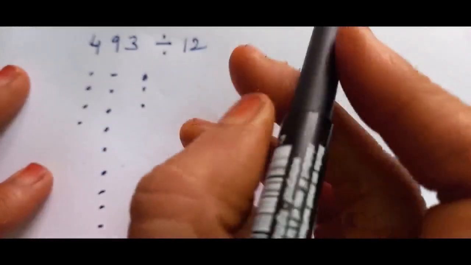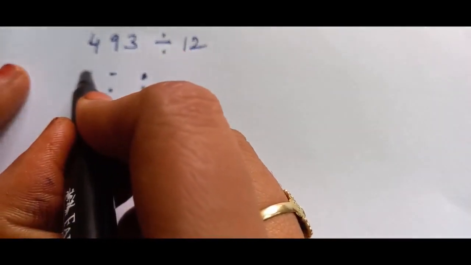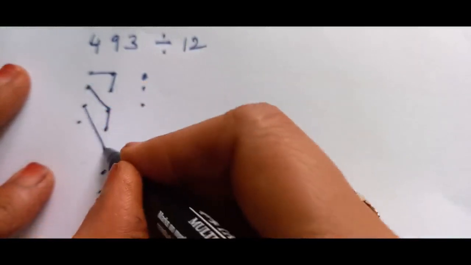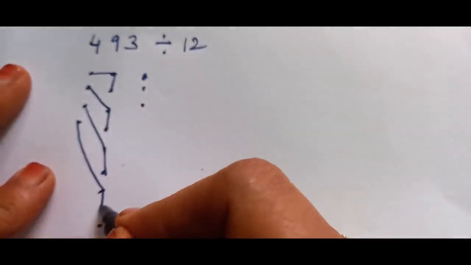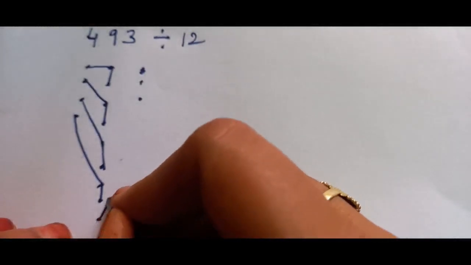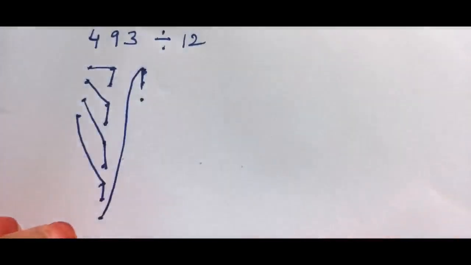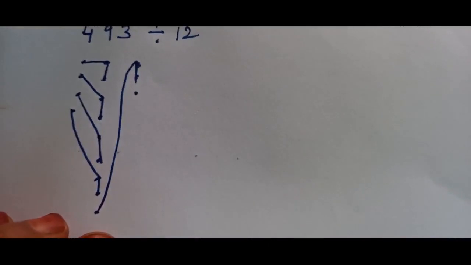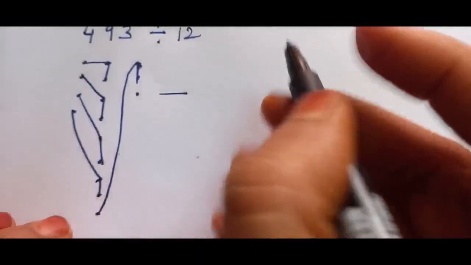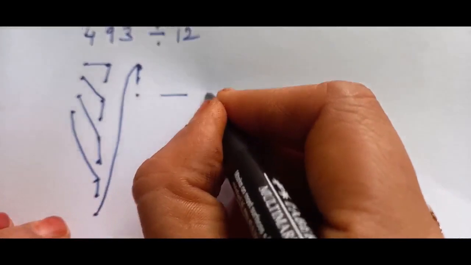Divisor is 12. So in the first column, we need to take 1 dot, and in the second column, we need to take 2 dots. Join like this. 1, 2. Here also 1, 2. Next 1, 2. Next 1, 2. So first column completed. So start from the second column. In the second column, take 1 dot, and in the third column 2 dots. Second column also completed. Okay. Only 1 dot is left. So this is the remainder. So remainder is 1.